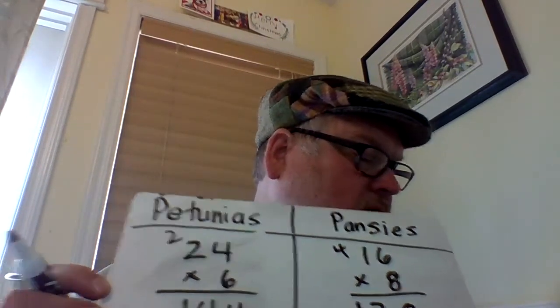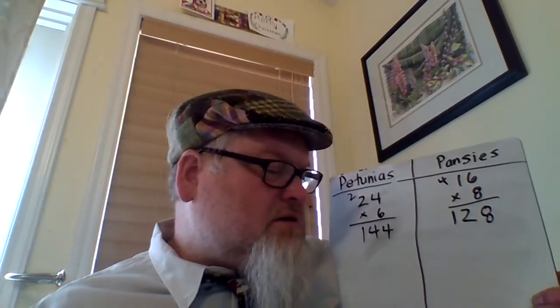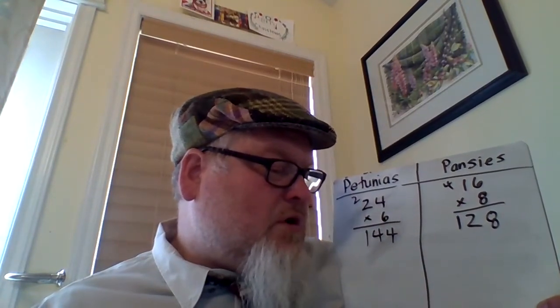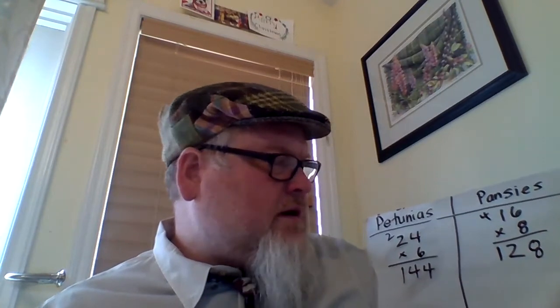It says, which tray has more plants? Definitely the petunias at 144, and then the pansies are 128. So which tray has more? Show your work, and so forth.